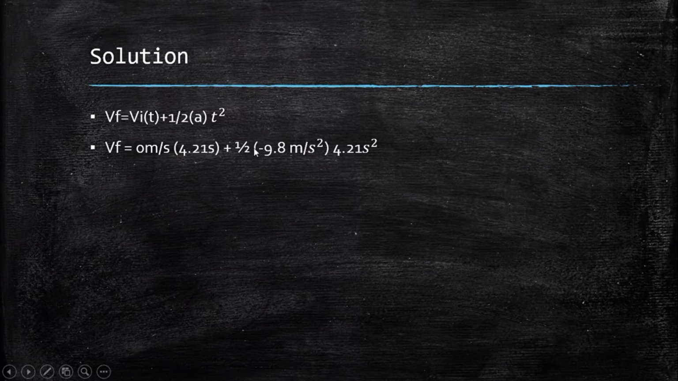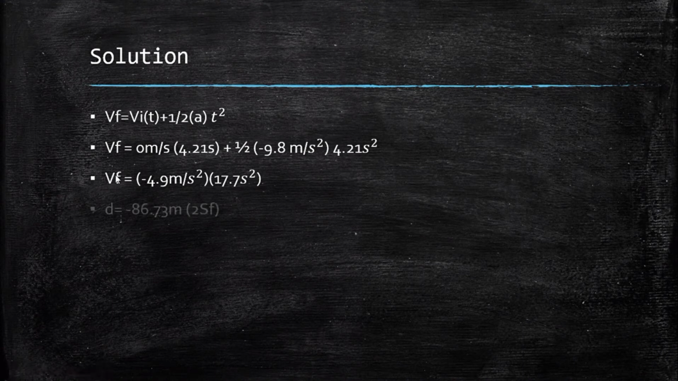1/2 multiplied by negative 9.8 meter per second squared is negative 4.9 meter per second squared. And then yung square ng 4.21 seconds is 17.7 seconds squared. So, i-multiply natin to para mahanap natin yung distance or yung final velocity. Pwede kasi either yan, is distance or final velocity. And then yung distance is negative 86.73 meters.